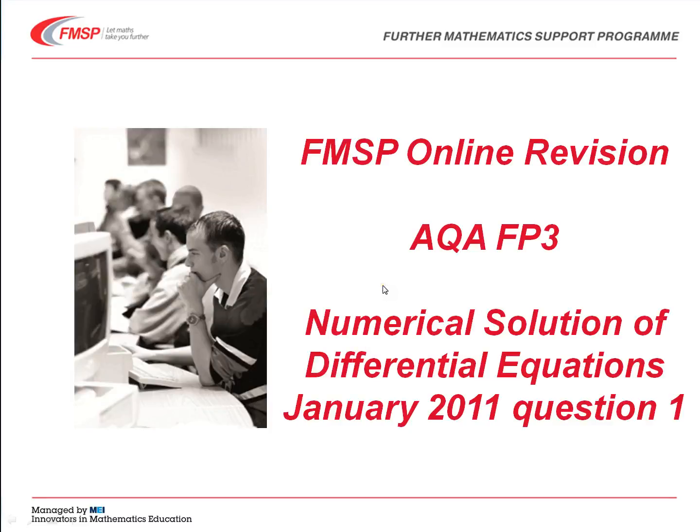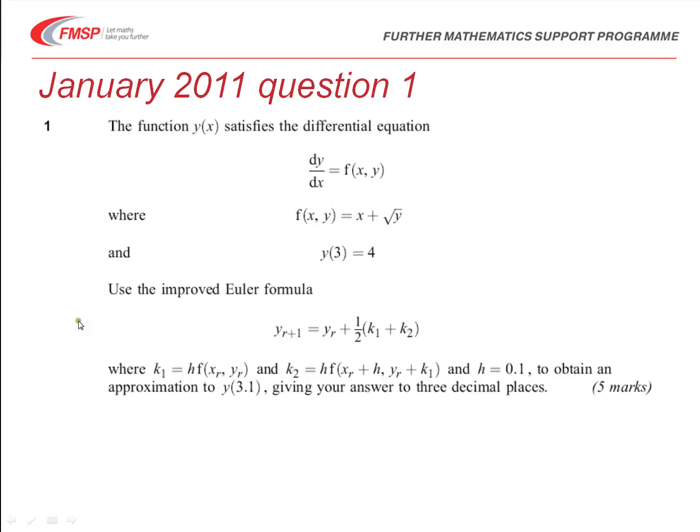Well, welcome to this online revision session for AQA FP3, in which we'll be doing the January 2011 question 1 on numerical solution of differential equations. As you can see in this particular question, we're being given a function for dy by dx in terms of x plus root y, and we're being told that when x is 3, y is equal to 4 as our starting point, and the method we're expected to use is Euler's improved method.